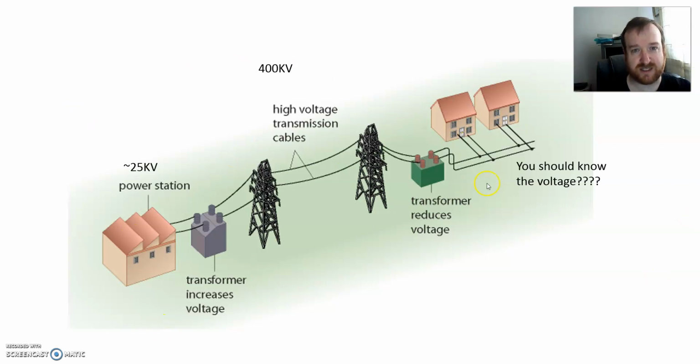What do you think it is? This is the national grid. This is how we get electricity from our power station to our home. It goes through a series of these things called transformers. It goes through power lines, cables, and it has different voltages.